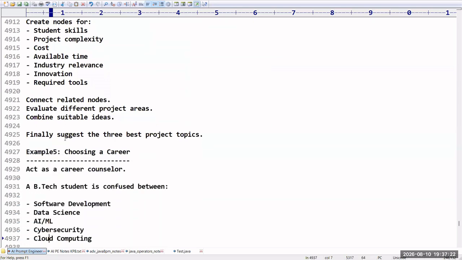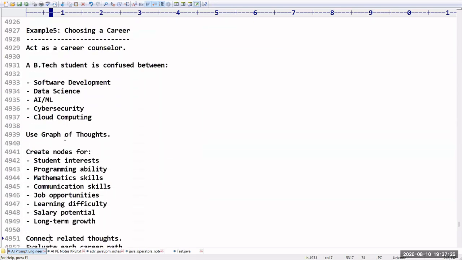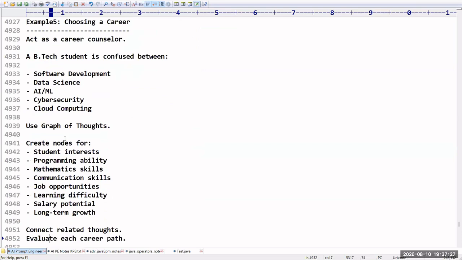So next, example number 5, choosing a career. Sir, act as career mentor or career counselor. A BTech student is confused between software development, data science, AI, ML, cyber security, cloud computing. So he is confused about choosing the career path. Now create nodes for student interest, programming ability, mathematics skills, communication skills, job opportunities, learning difficulty, salary potential, long-term growth.